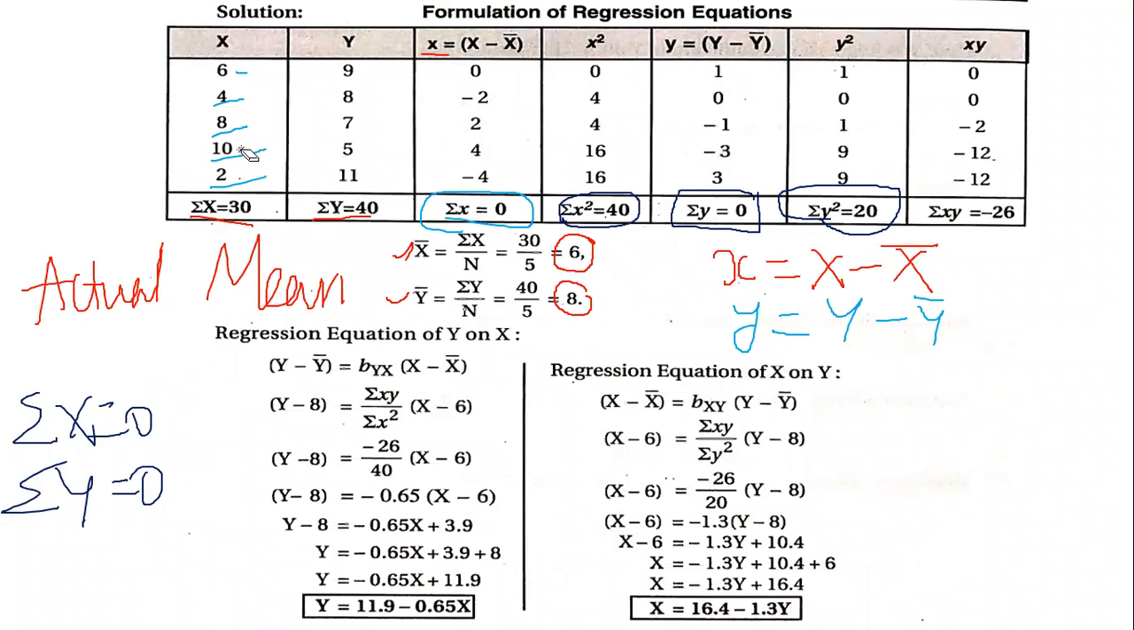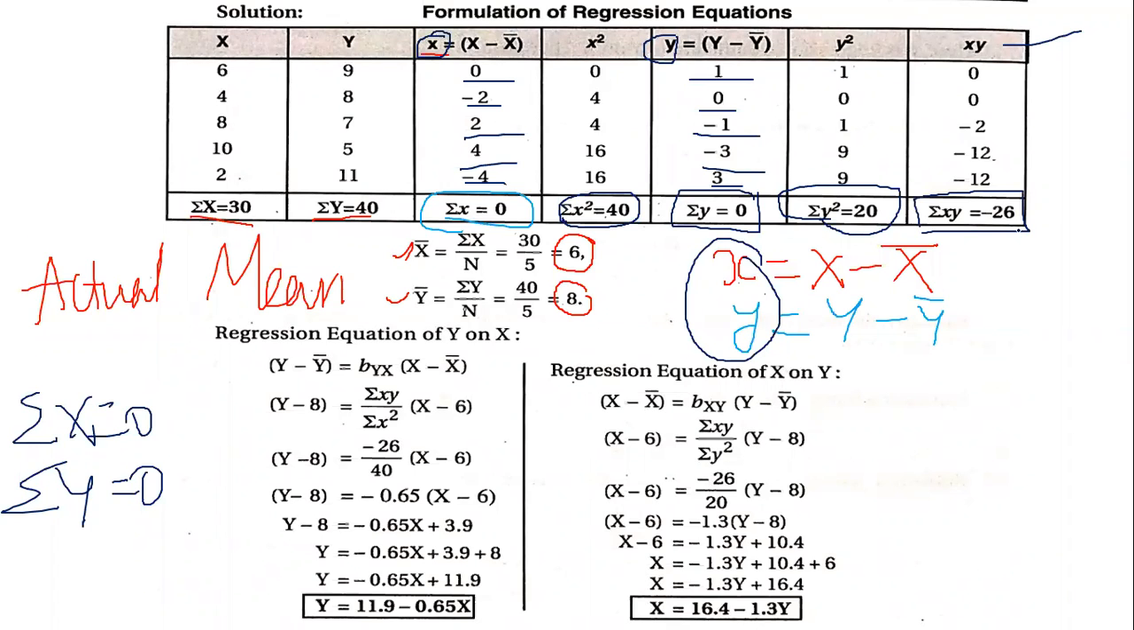Now, moving further, the last calculation that we require is xy. So this small x and small y, if you multiply, you get xy. So firstly, 0 into 1 is 0, minus 2 into 0 is 0, 2 into minus 1 is minus 2, 4 into minus 3 is minus 12, 4 3s are 12 and minus sign. Again, minus 4 into 3 is minus 12. So we get the final total sigma xy is equal to minus 26.